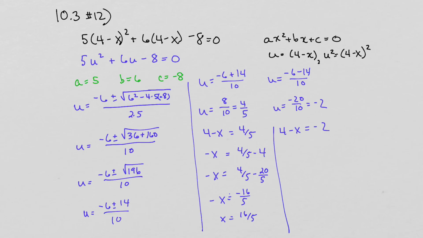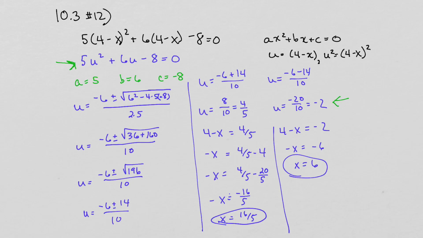And then we have the other part of this problem. 4 minus x is negative 2. So negative x is negative 6 when you subtract 4 from both sides, or x is positive 6. So we have our two answers for x, 16/5 and 6. Be careful you don't get stuck here where you've found the u that makes this equation true, but we don't have the x that makes the original equation true.